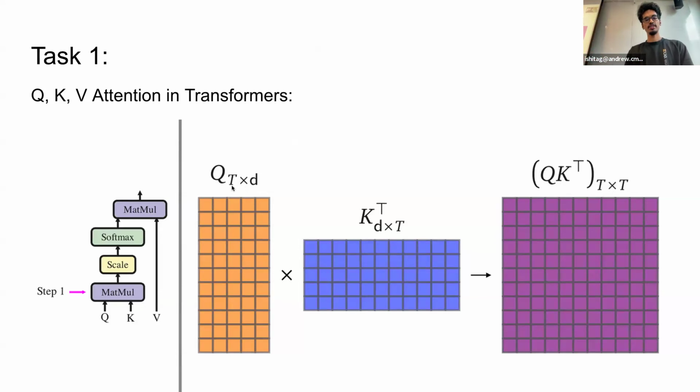So here, T is our number of tokens, D is the dimensionality of your query vector, K transpose has D as the first dimension, and T, which is again the number of tokens. Together, when you multiply this as QK transpose, you end up with a matrix of dimension T cross T, which is referred to as our attention map.